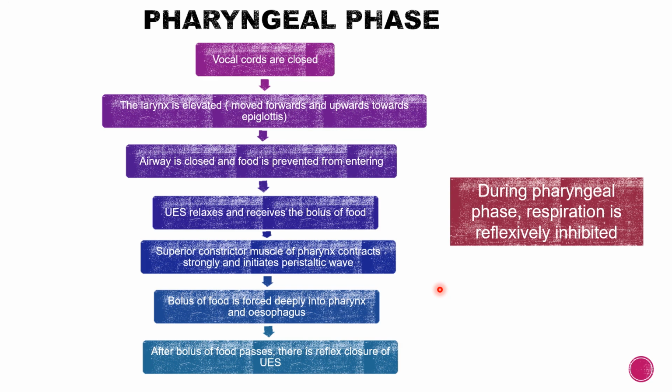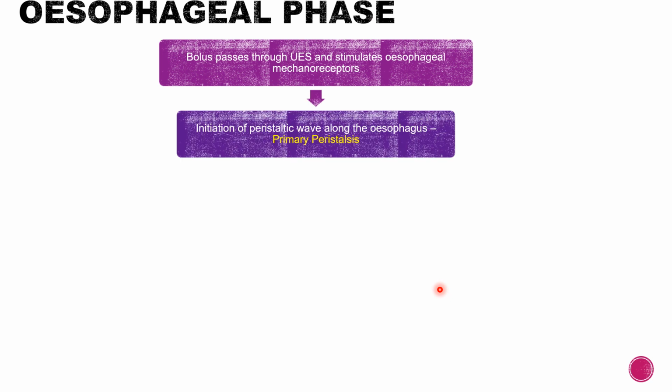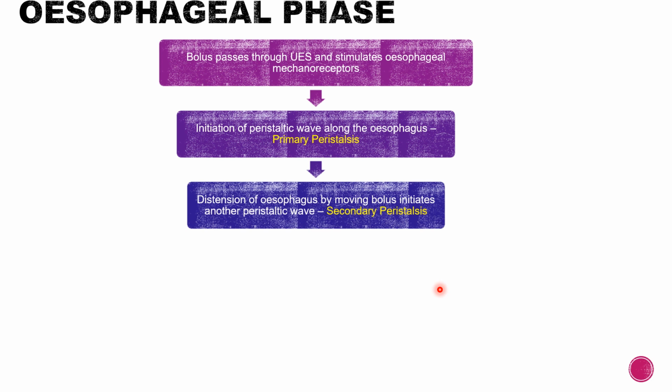During the pharyngeal phase, respiration is reflexively inhibited because everything is closed. After that, we go on to the esophageal phase. Here, the bolus passes through the upper esophageal sphincter and stimulates the esophageal mechanoreceptors. We get one peristaltic wave, that is the primary peristalsis. This is followed by another peristaltic wave. This is the secondary peristalsis.